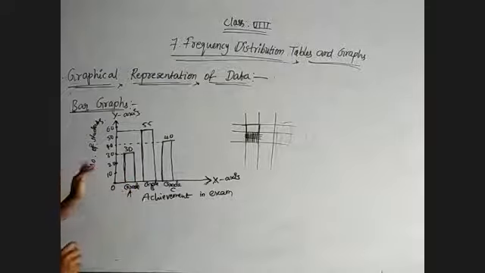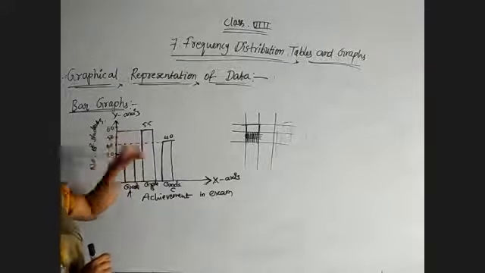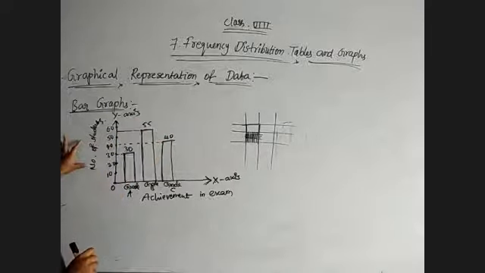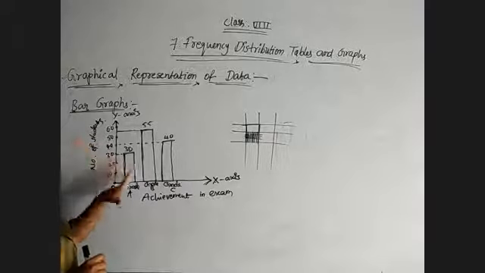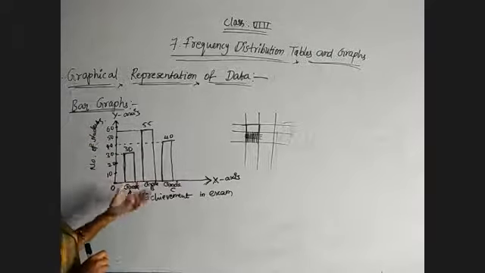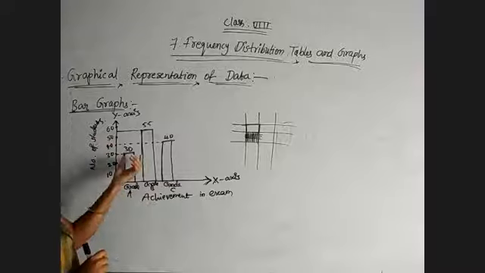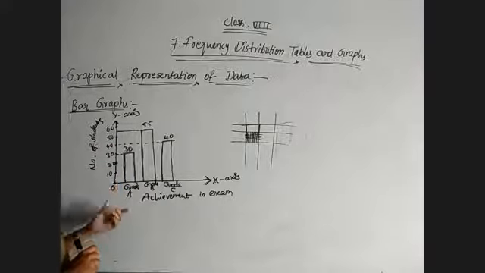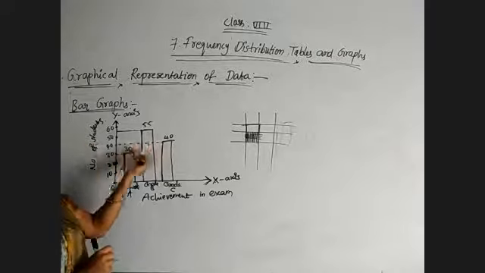And next, if you add all these values, 30, 55 and 40, you will get the total number of students. That means you will get the total frequency of that information. You get the total number of students if you add the length of each bar.